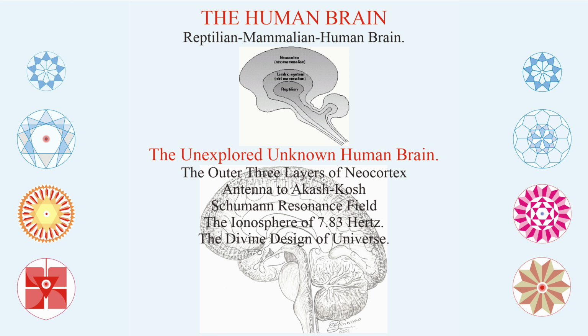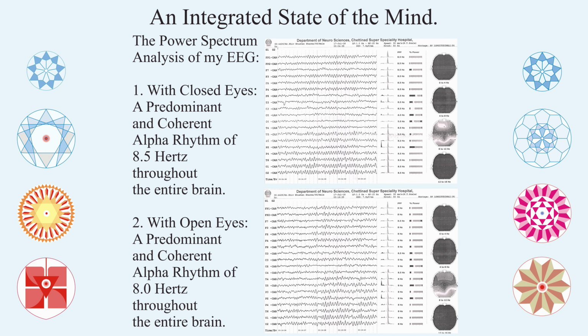Again, 22 by 21. Very good. And you are in tune with universal consciousness. What more do you want? That's it. Now, as a result, I am able to produce an 8.5 hertz stream throughout the brain with eyes closed.